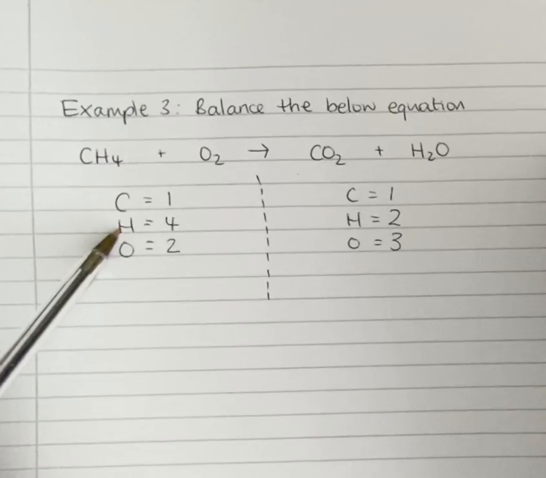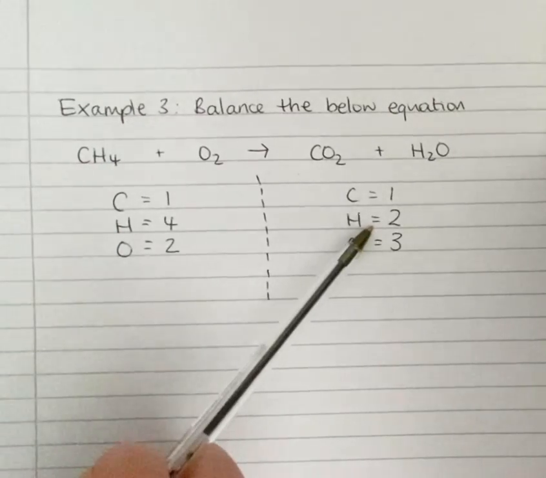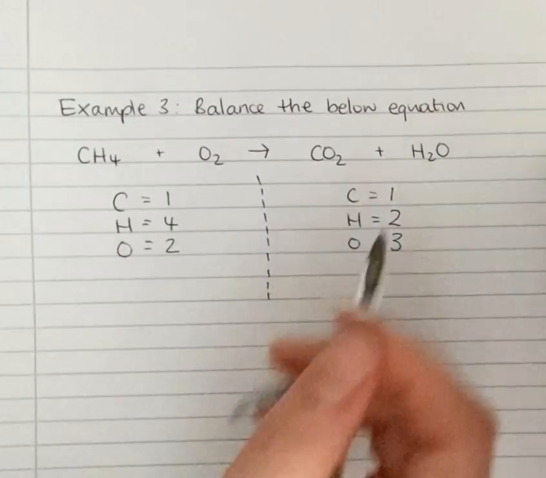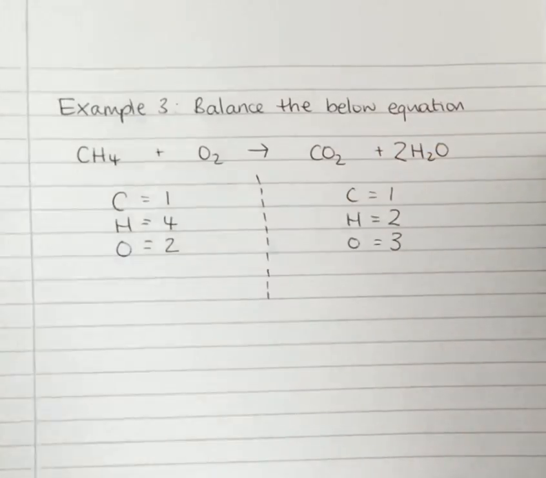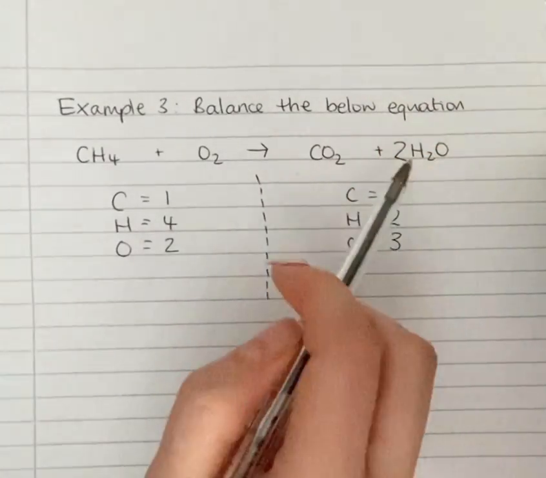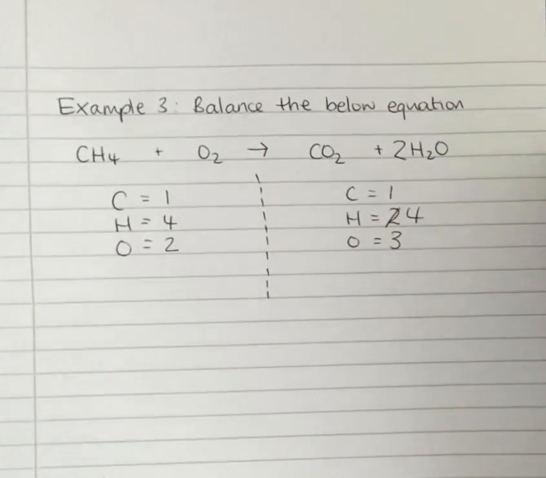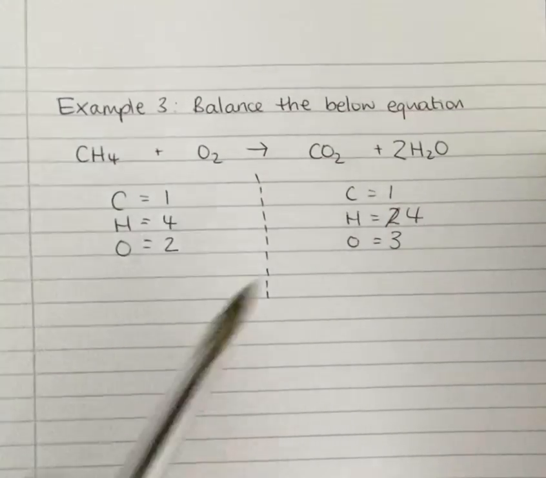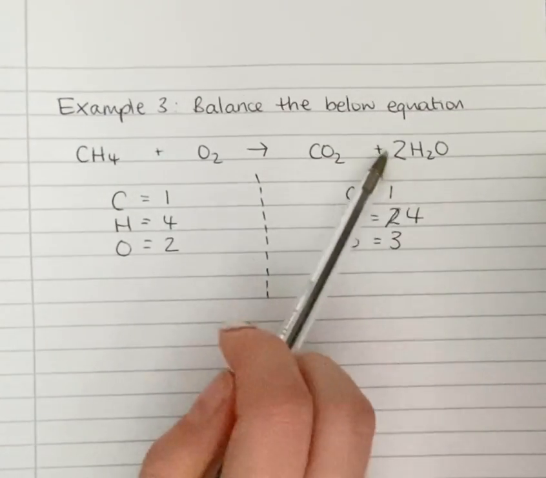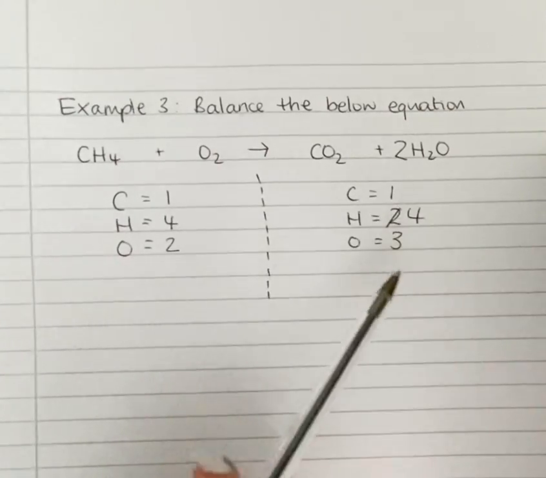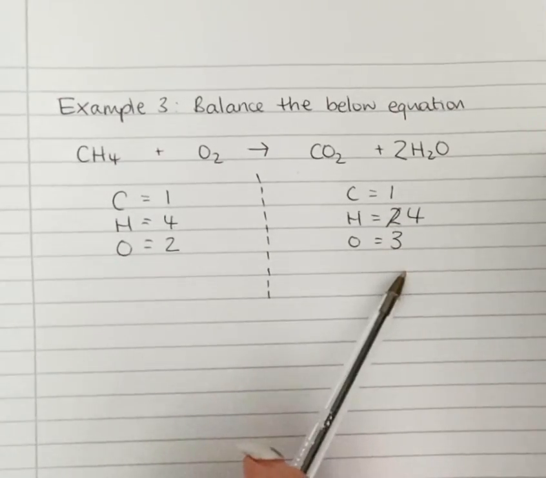We've got 4 before, okay, in our reactants, only 2 in our products. So we're going to place a big 2 before our water, okay. 2 times 2 is now going to be 4, so we'll now have 4 hydrogen. Now this big 2 not only affects the hydrogen, but also the oxygen. So this is going to change how many oxygen atoms we've got.